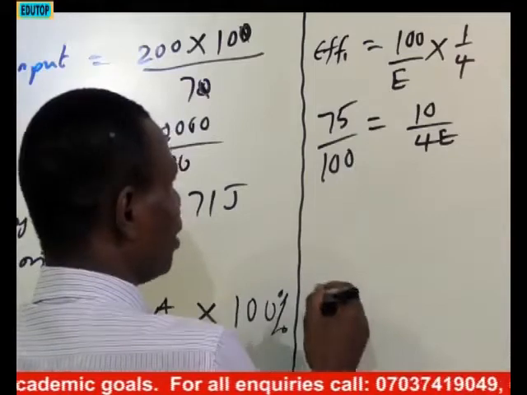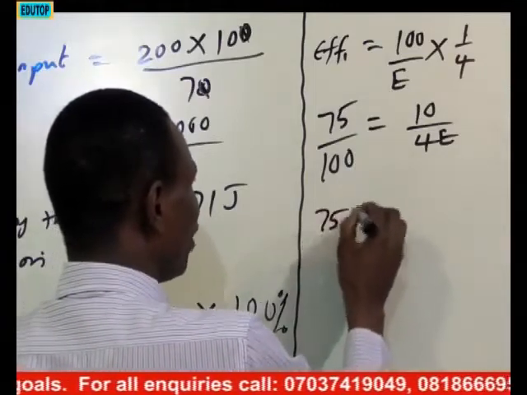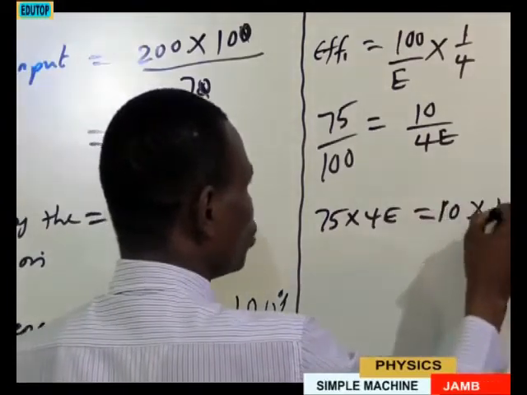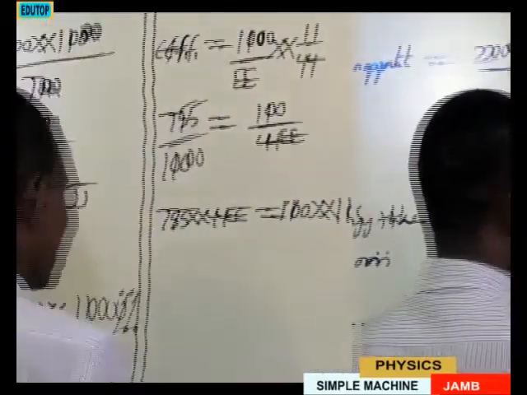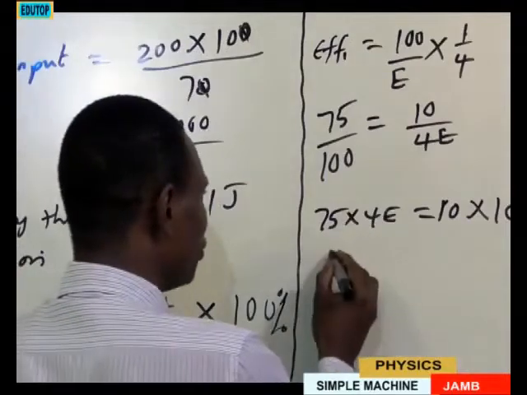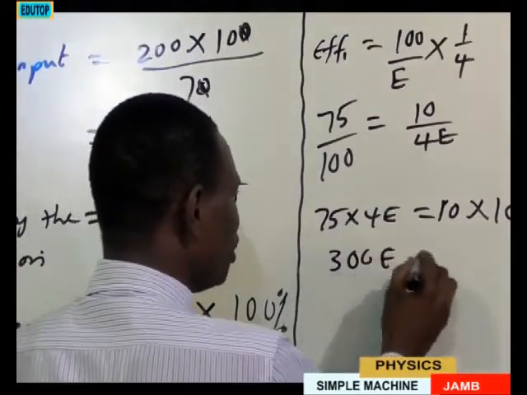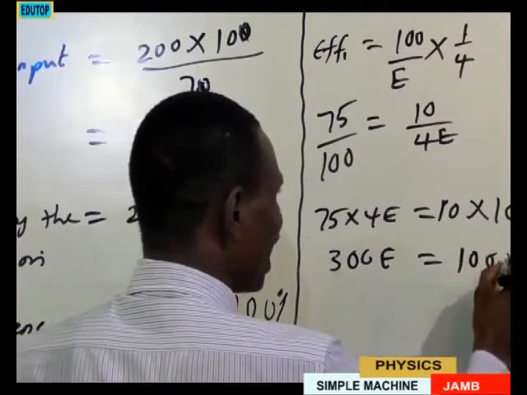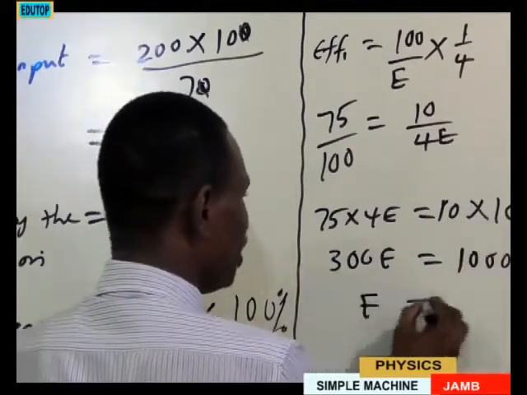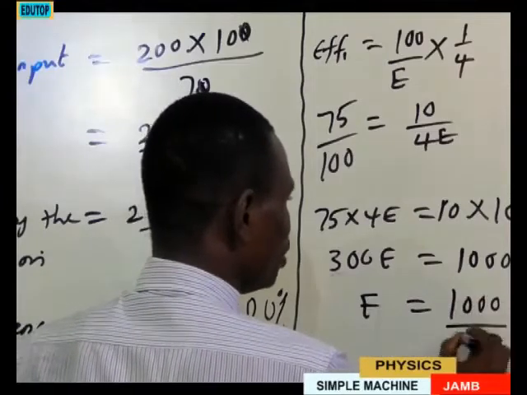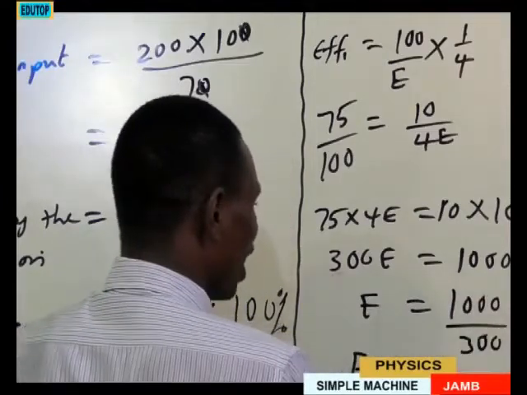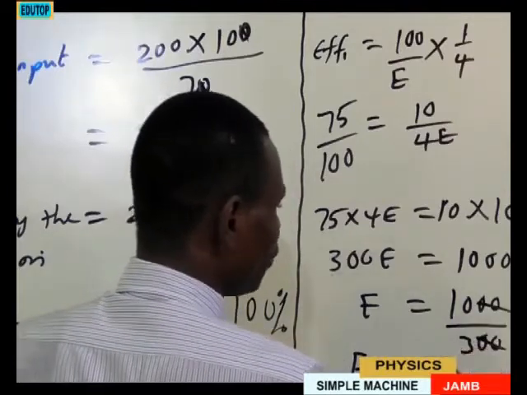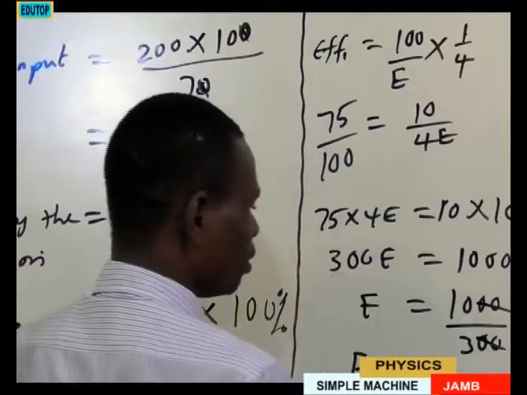Try to cross multiply. We are going to have 75 times 4E will be equal to 10 times 100. So in this case, we are going to multiply 75 by 4. That is 300E will be equal to 10 times 100, which will give us 1000. So that our E will be equal to 1000 divided by 300. Our effort will now be equal to 10 divided by 3.